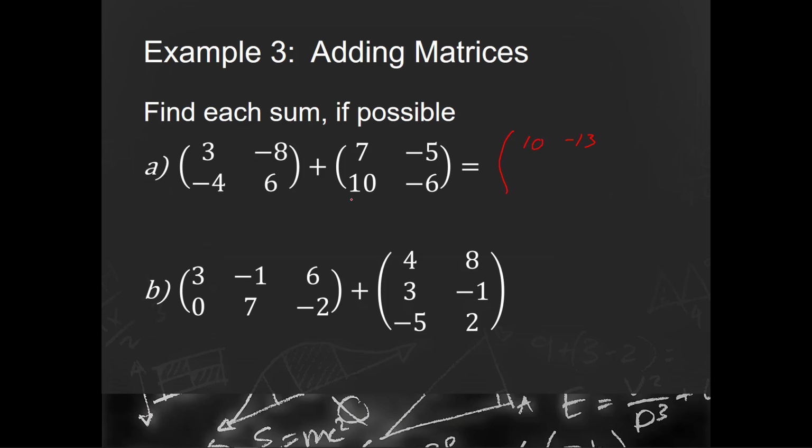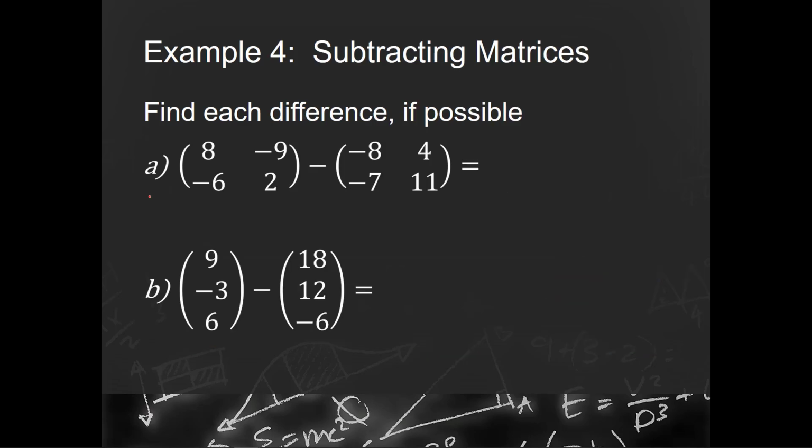A21 is going to be negative 4 plus 10, which is 6. And then A22 is going to be 6 plus negative 6, which is 0. Now for part B, this addition is not possible because they do not have the same dimension. Notice that this right here is a 2 by 3 matrix, and this is a 3 by 2 matrix, so therefore they cannot be added.